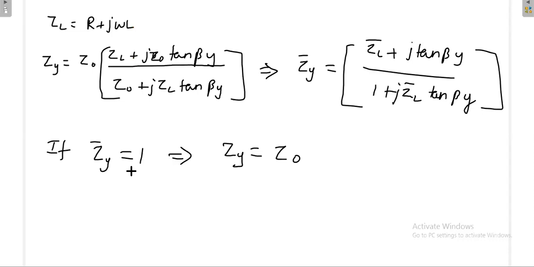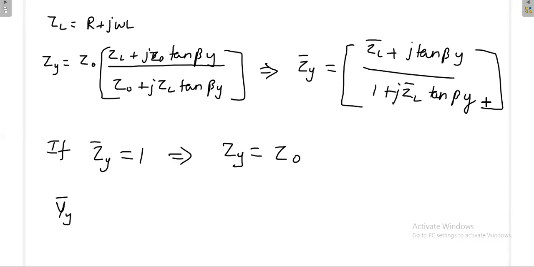If somehow I make this normalized impedance, this entire quantity, a 1, then definitely ZY is equal to Z0. Then impedance is getting matched. Before that, I'll do one thing. From ZY bar, I will try to calculate YY bar, because that is possible.